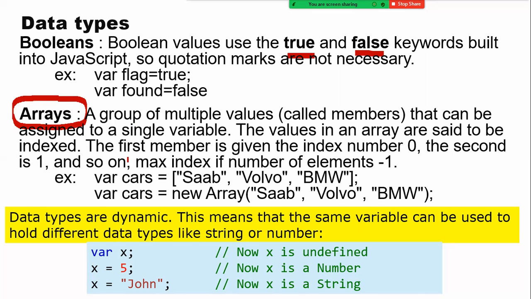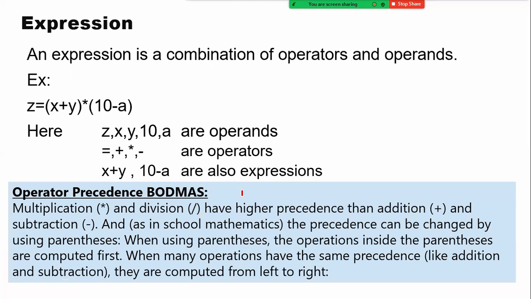For example, let us say you have cars equal to something, you're writing it here. Then these values can be accessed by giving their index position, like cars of 0, cars of 1, cars of 2. Like that we can use the index position. Now let us not worry more about arrays. We'll talk about arrays at a later stage.